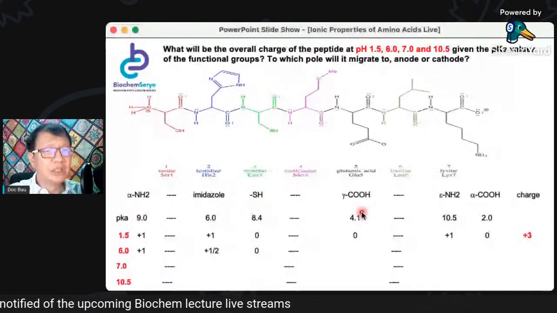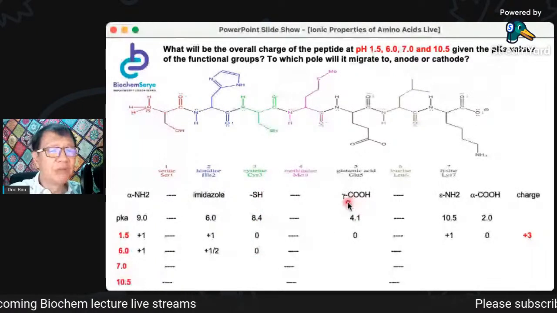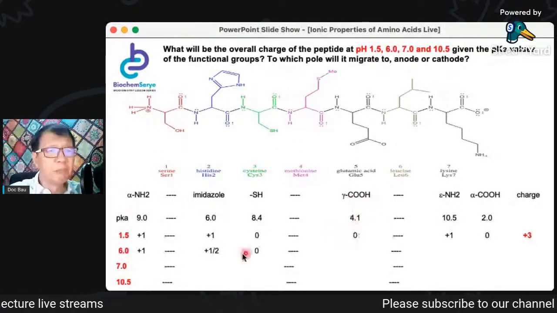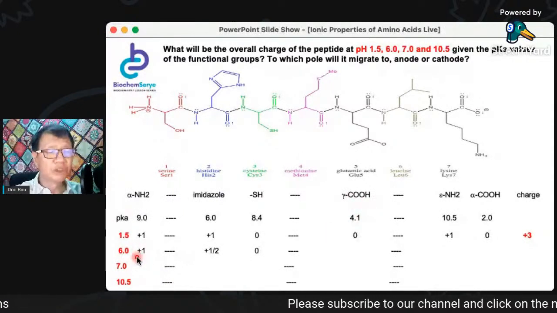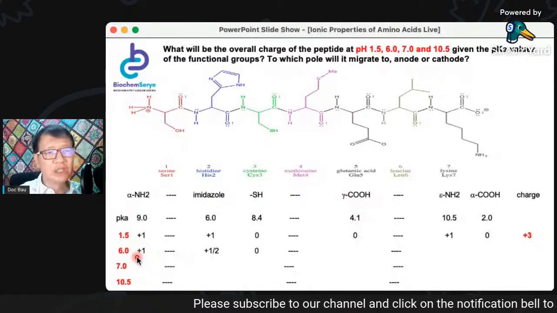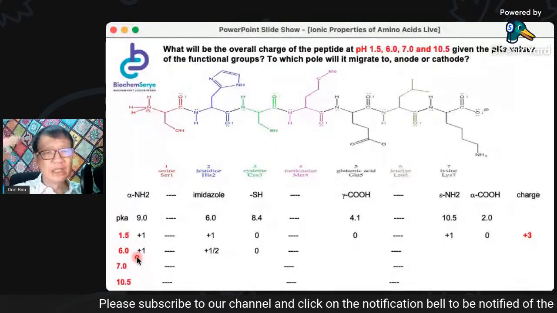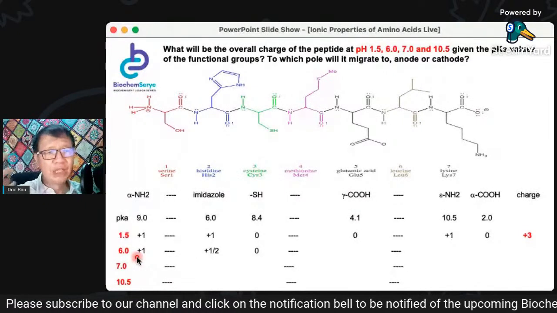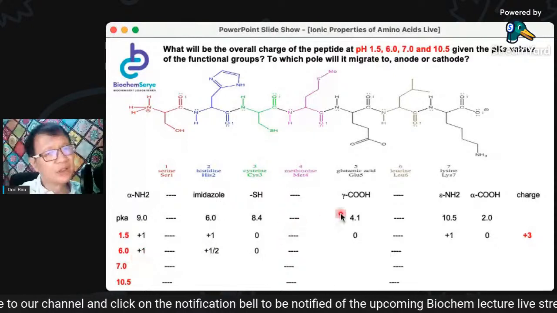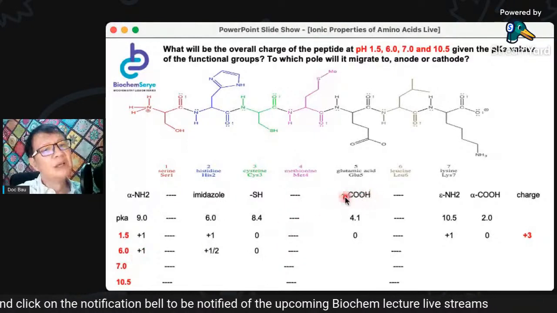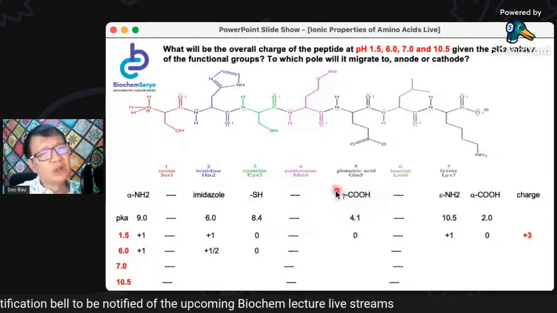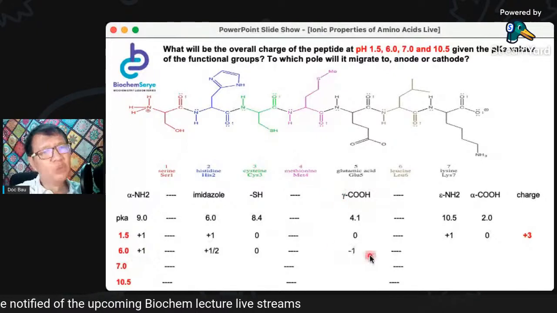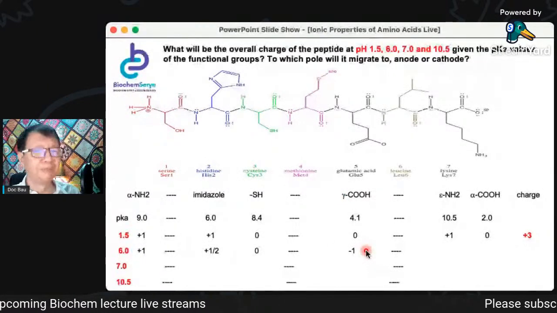Look at this. The pKa of your gamma carboxyl is 4.1, but the pH of the surrounding milieu is 6. So it is higher already. So you have a relative scarcity of your hydrogen ion. Your gamma carboxyl will be deprotonated or dissociated. So it's -1. Okay, that's -1.